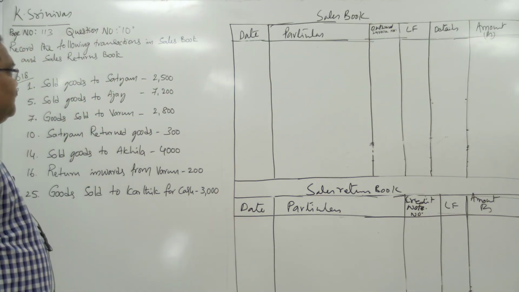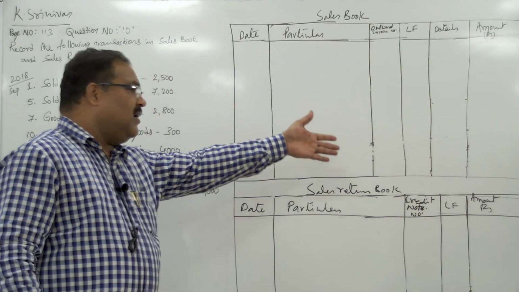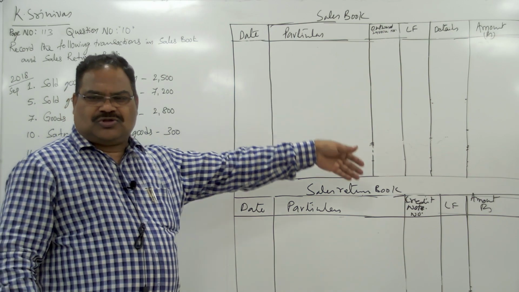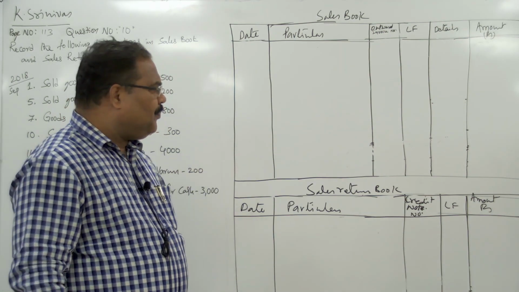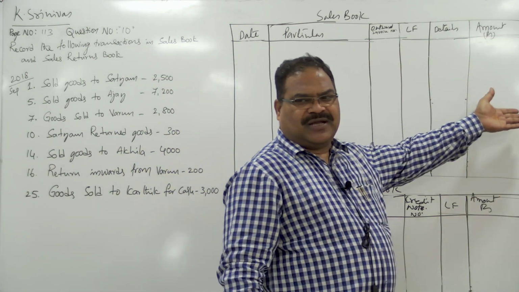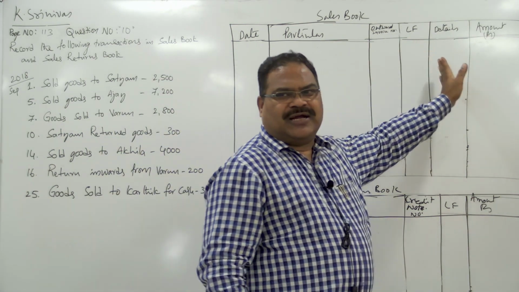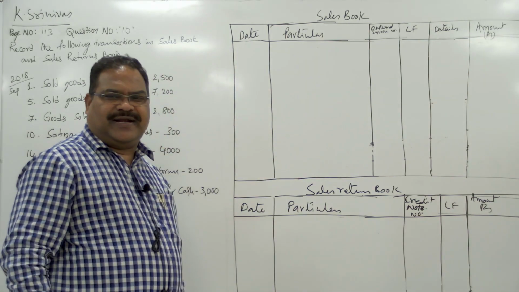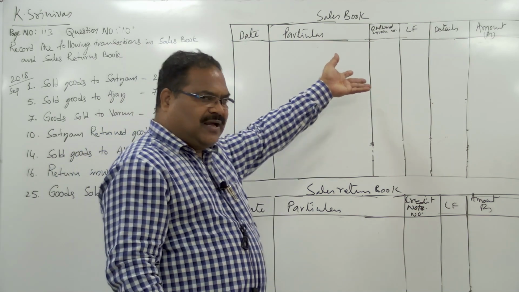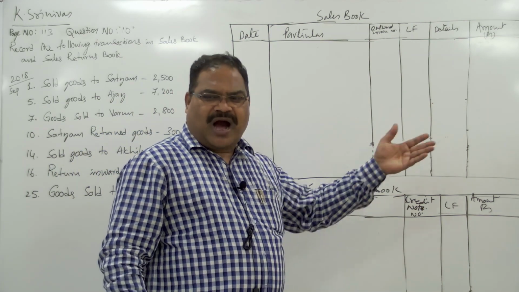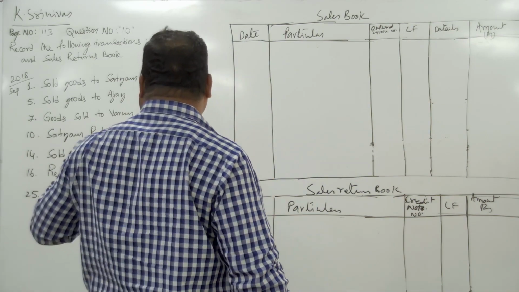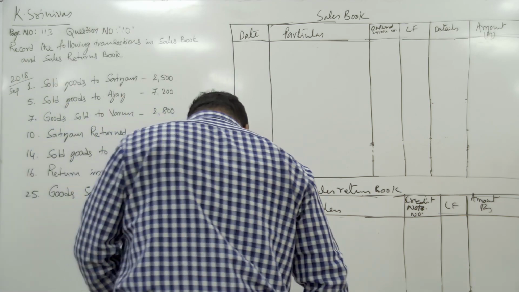I hope you don't have any problem with the pro forma. The pro forma is very simple, nothing to do, we only have to show the columns. Mainly we are going to use the date column, particulars column, and amount column. Sometimes for the trade discount we use the details column, otherwise no need. For invoice number and bill number, if they are given we take them, or else you can take 1, 2, 3, 4, whatever, anything is okay.